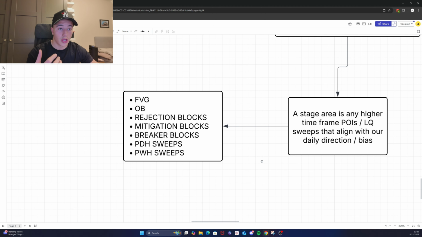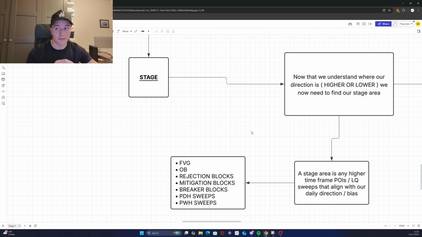So we are bullish. So now we want to be looking for any higher time frame fair value gaps, order blocks, rejection blocks, mitigation blocks, breaker blocks, previous daily high sweeps, previous weekly high sweeps, previous daily low, previous weekly low sweeps, previous session high and low sweeps. You get the gist, right? We need to find a higher time frame point of interest that aligns with our direction. So just before New York session opens, we need to find some sort of higher time frame point of interest that aligns with our bias, where we can be looking to stage our entries.